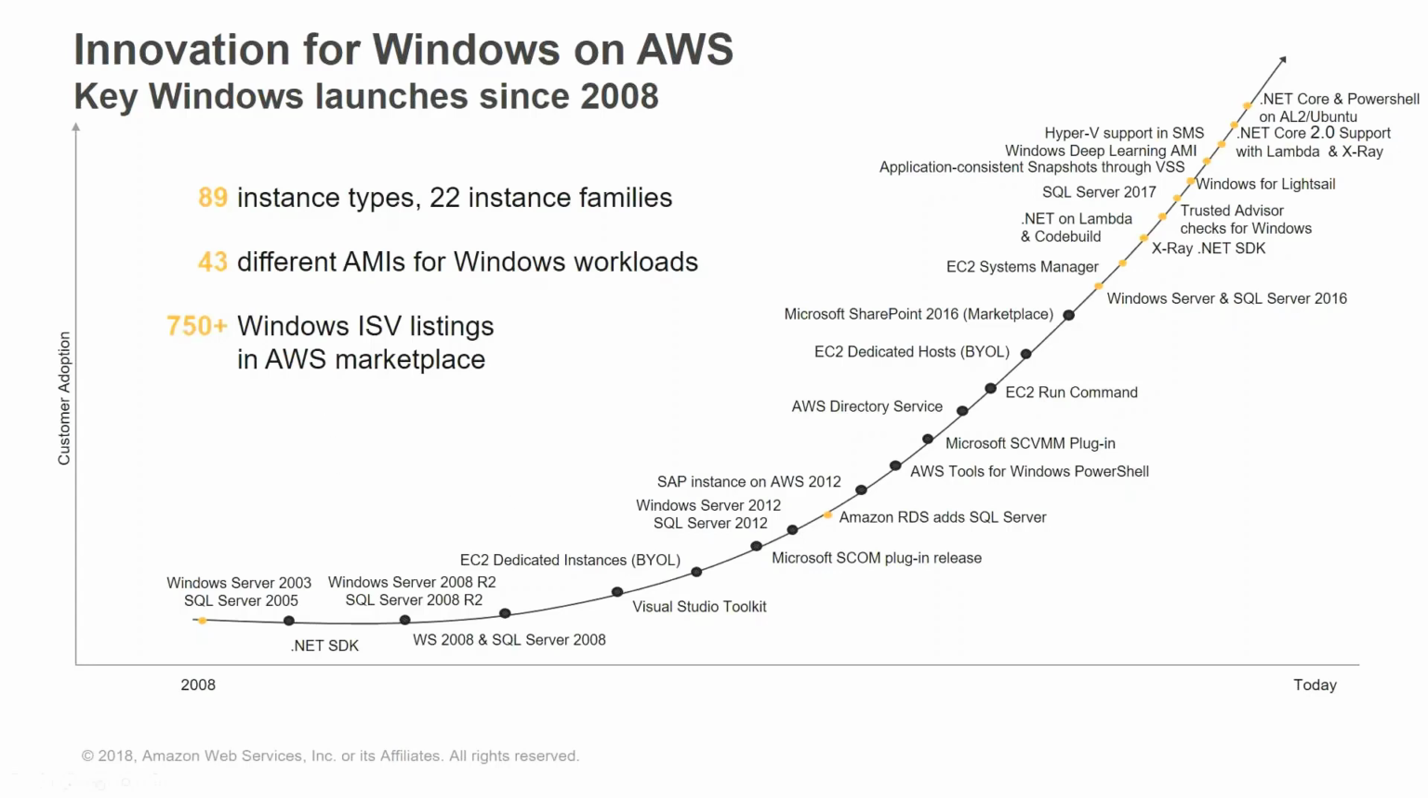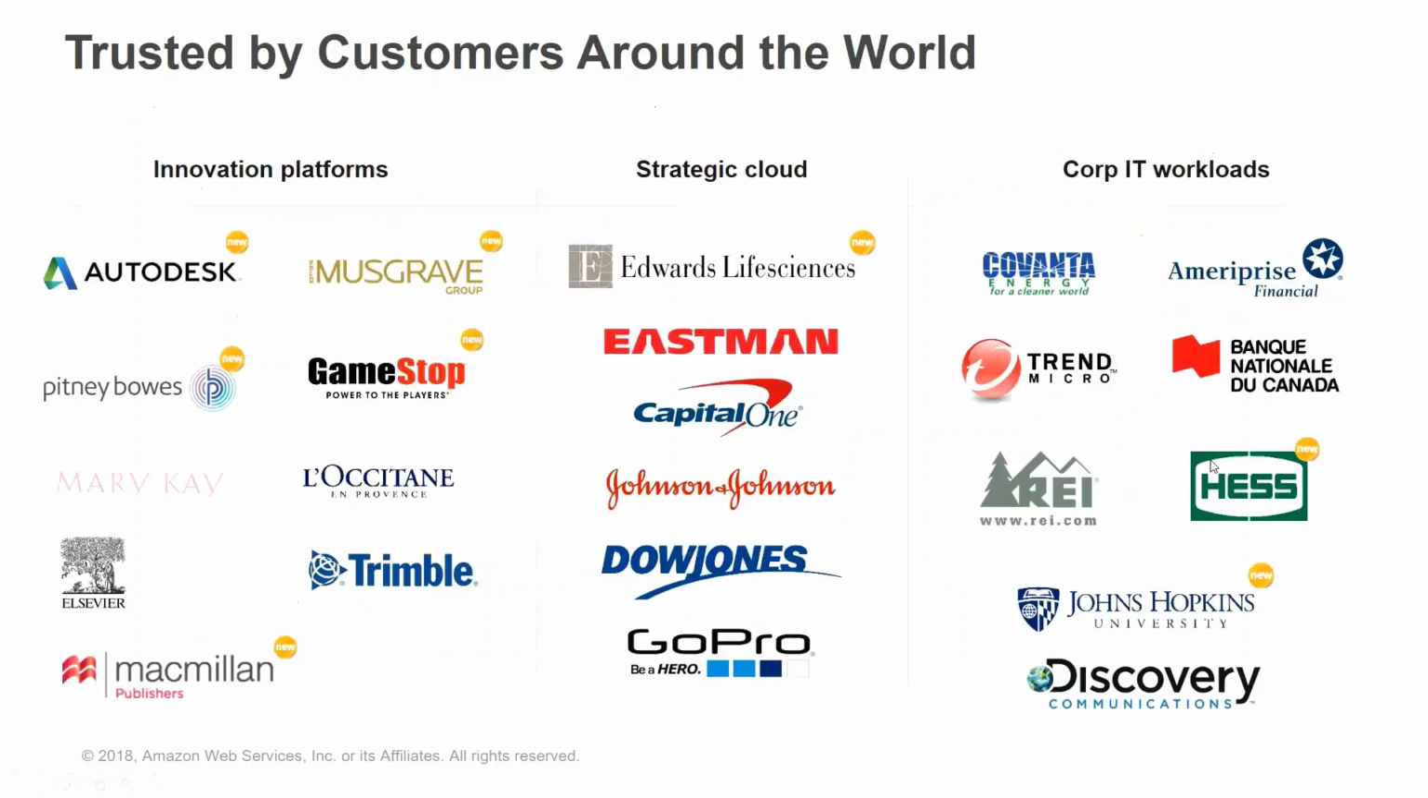Of course, we have a whole set of over 89 different instance types and across 22 families. We have many different Windows versions as well that we can support. So an AMI is an Amazon machine image, and these are prepackaged versions for you of the Windows and SQL Server software. We go all the way back to, you can get Windows Server 2003 and SQL Server 2005. And of course, if you want to get the software that you're used to running on premises, we have in our AWS Marketplace over 750 different listings.